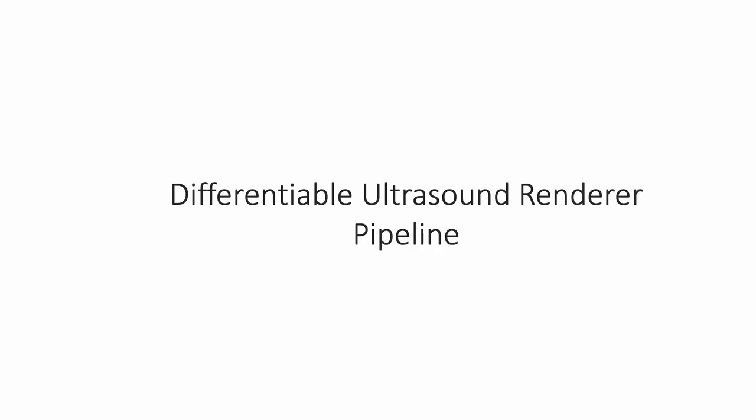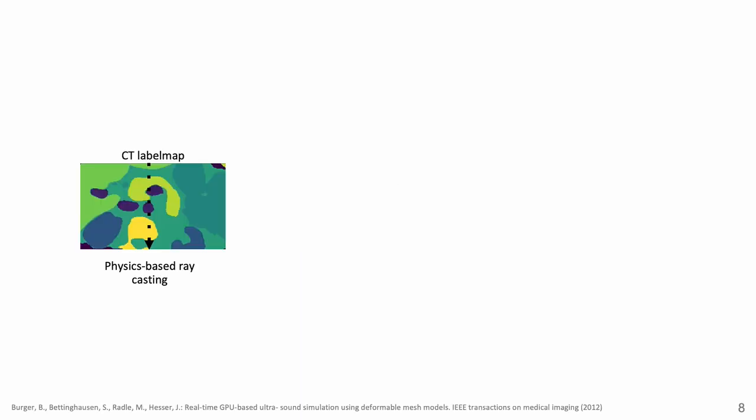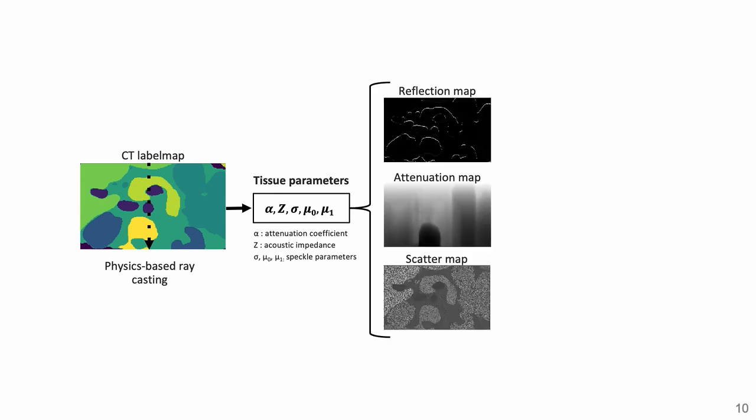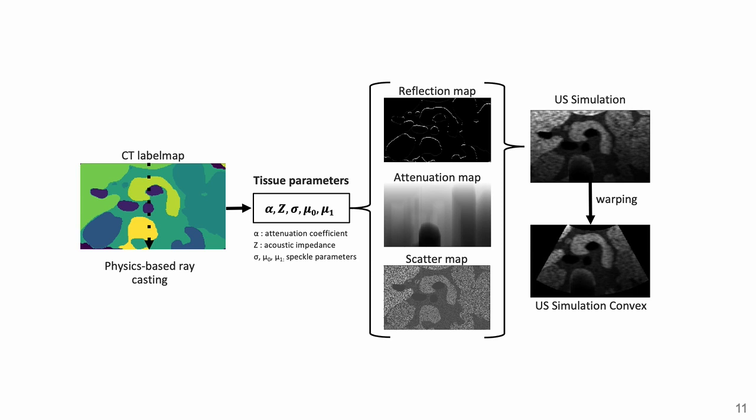We first introduce the differentiable ultrasound renderer pipeline. We model ultrasound waves as rays propagating through tissues based on known mathematical formulations. Input to the renderer is a 2D label map with tissue labels. Each tissue label has 5 assigned parameters defining ultrasound properties. We use these parameters to define 3 submaps: attenuation, reflection, and scatter maps. The final simulated ultrasound image is constructed based on those 3 submaps.